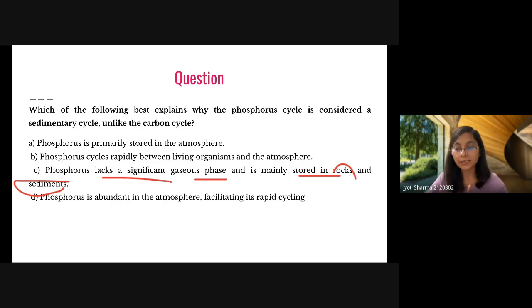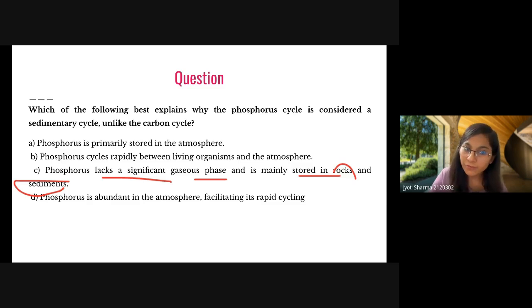Most of the phosphorus is present only in rocks and sediments, so that's why this is known as sedimentary. But if you are talking about the carbon cycle, mostly the carbon is present in the atmosphere in the form of gas. So that's why the carbon cycle is considered a gaseous cycle. Nitrogen is also considered a gaseous cycle because ammonia, nitrite, nitrate, these are gases, and these gases are present in the atmosphere. So again, the nitrogen cycle is also considered gaseous.